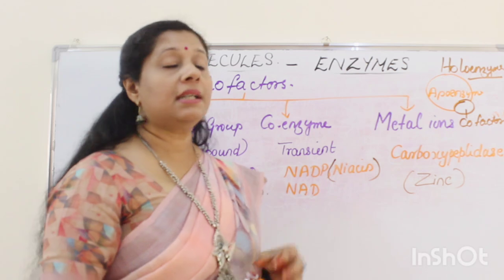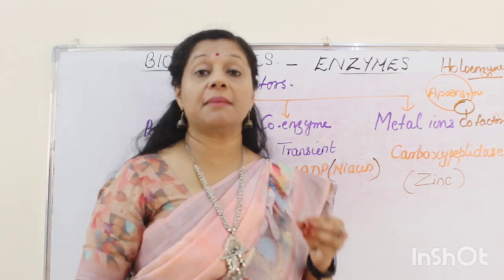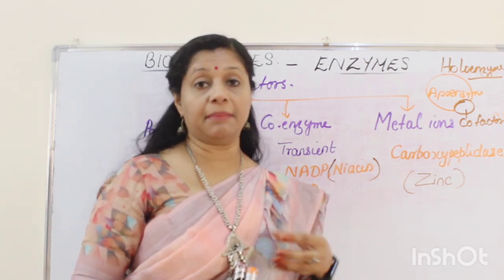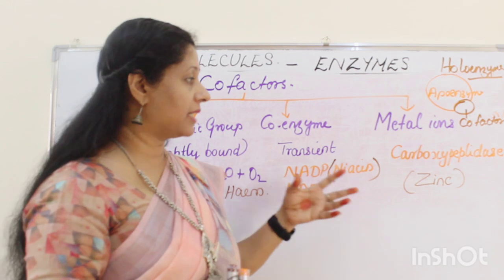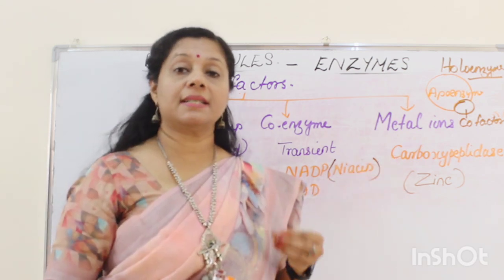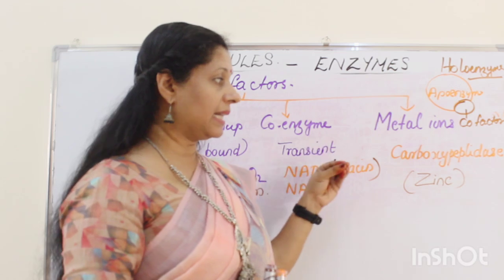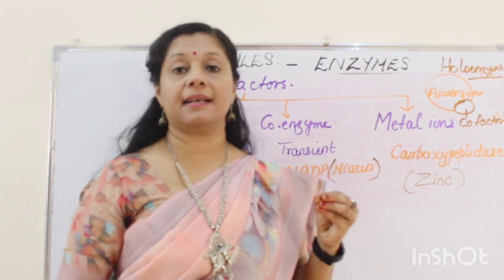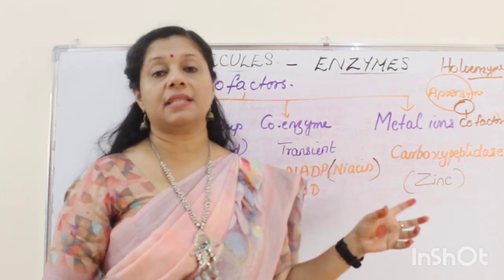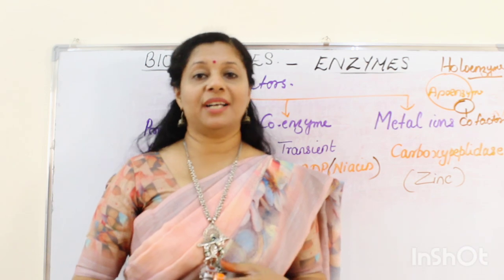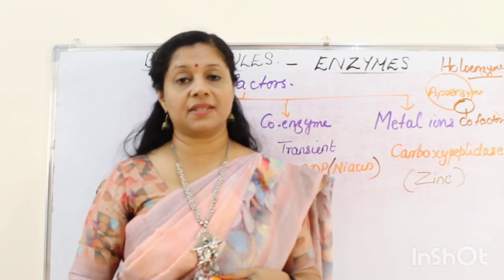Okay. Then third, some of the enzymes need certain metals associated with them for their proper functioning. For example, carboxypeptidase is a protein-digesting enzyme produced by our pancreas. So for that enzyme to act, we need zinc as the metal part. So that is another cofactor. Hope you understood all the concepts I discussed here.